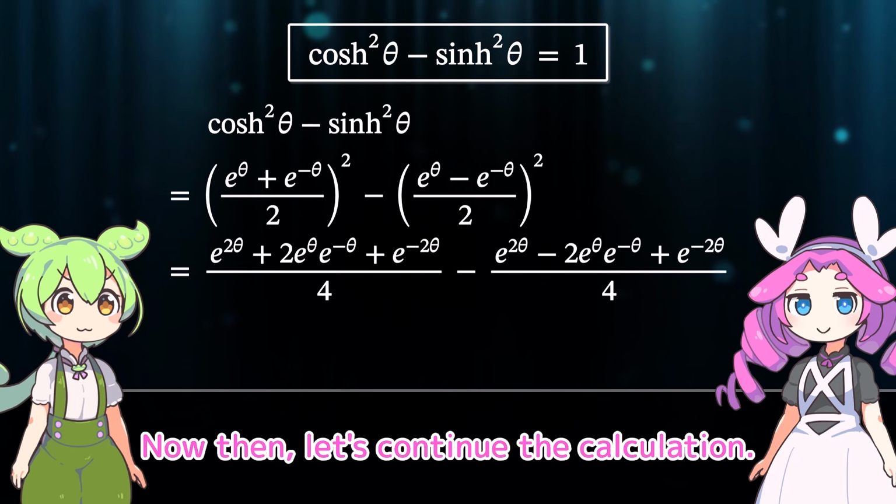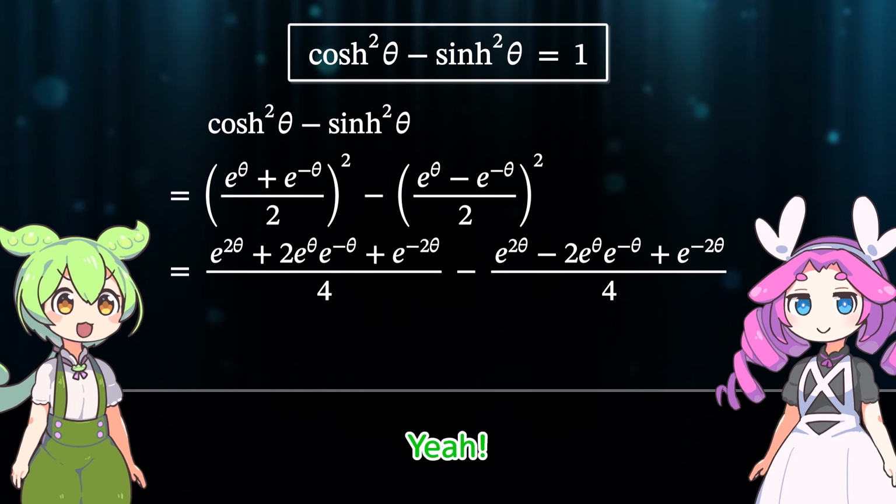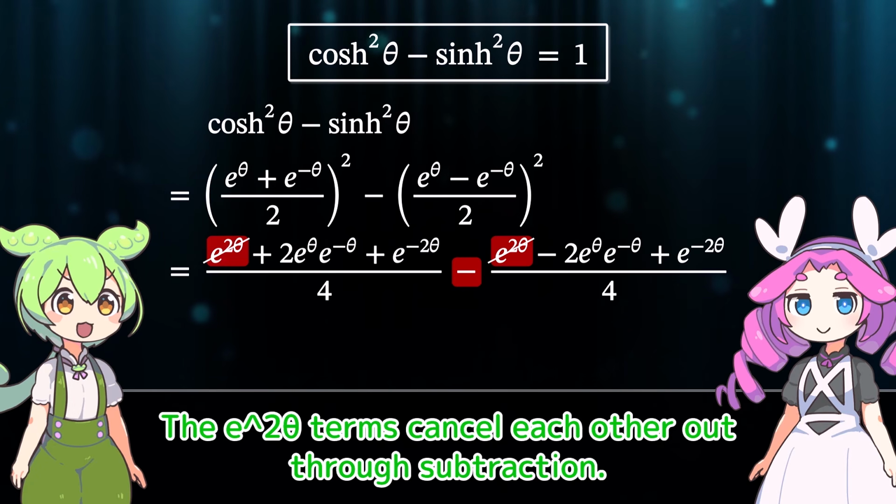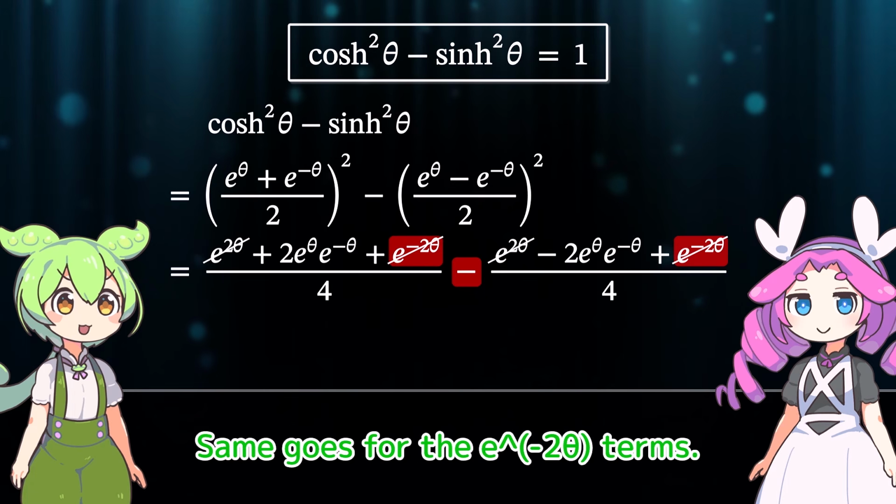Now then, let's continue the calculation. Yeah! The e to the two theta terms cancel each other out through subtraction. Same goes for the e to the minus 2 theta terms.